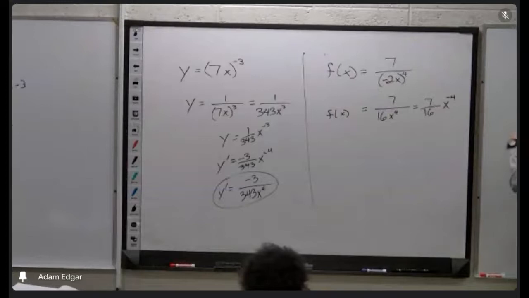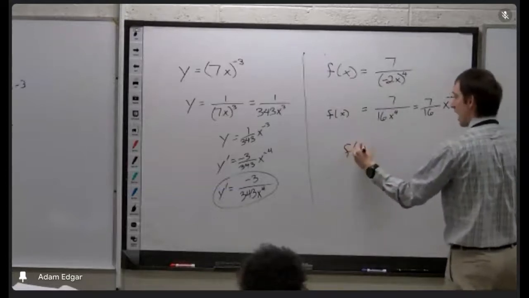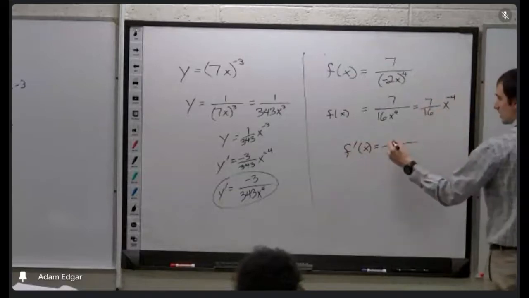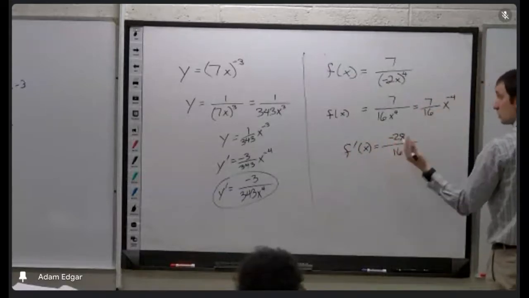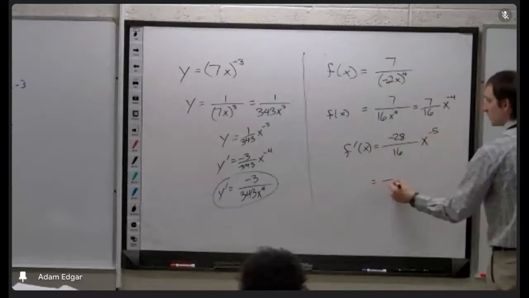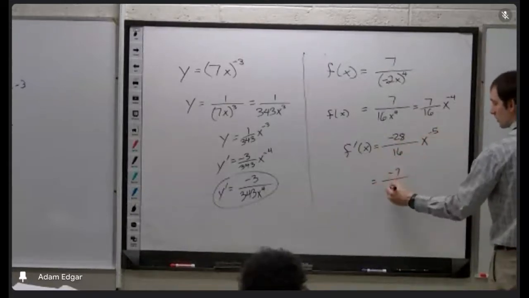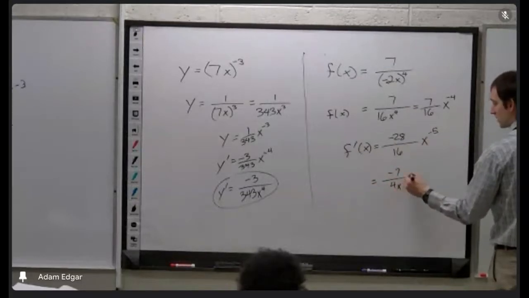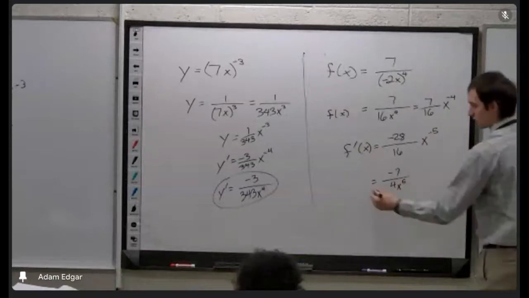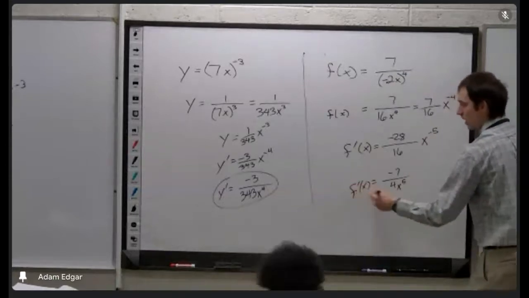Now you can take your power rule, f prime of x, negative 4 times 7/16. I saw a lot of this, negative 28 over 16, which is fine. And then x to the negative 5. And then please reduce your fraction if possible. That's negative 7/4. And x goes back downstairs, and now it has a positive exponent. That's why we're moving it back downstairs, to make it have a positive exponent.